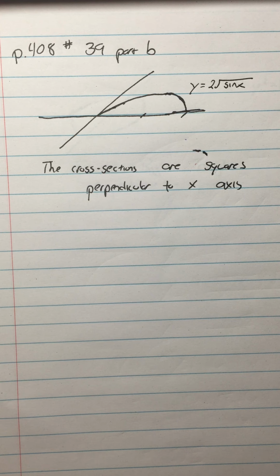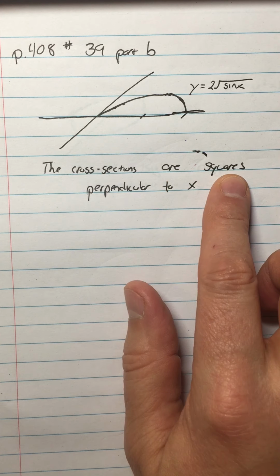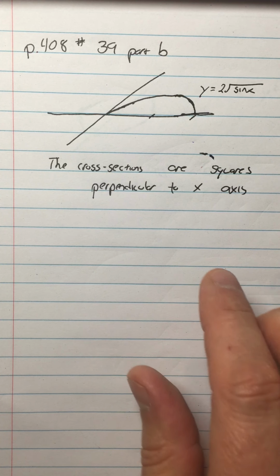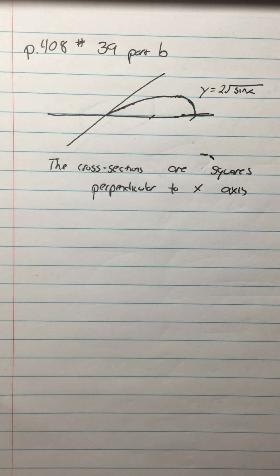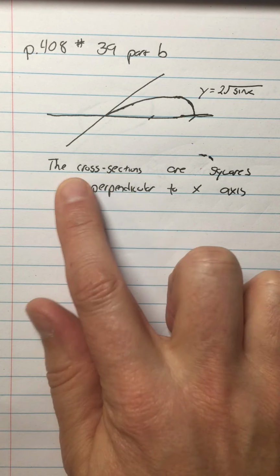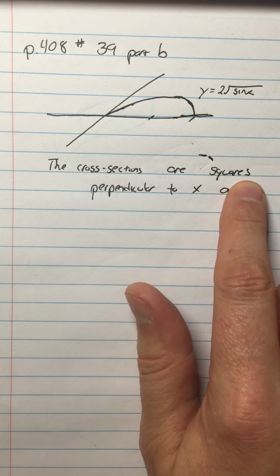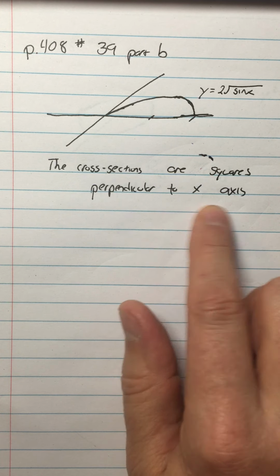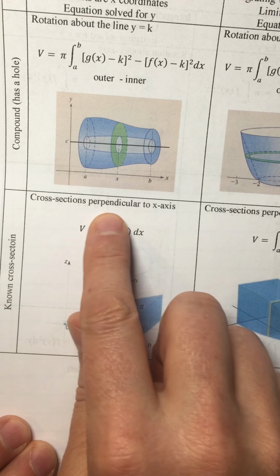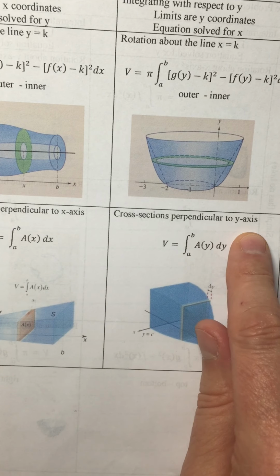So here's part B of this problem. This time the cross sections are squares, and I want to try to do these a little bit more quickly, efficiently, the way you would do it on your homework. The things to pay attention to are what the cross sections are, and perpendicular to which axis, because your two formulas are cross sections perpendicular to the x-axis or cross sections perpendicular to the y-axis.